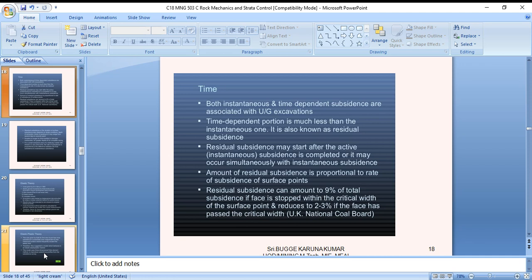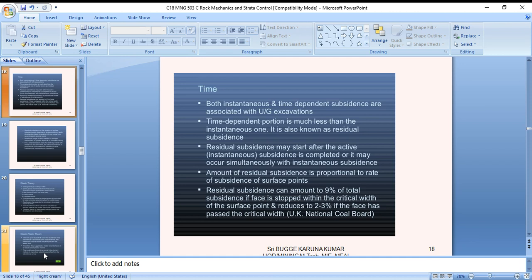The amount of residual subsidence is proportional to the rate of subsidence of surface points. Residual subsidence can be about 9% of total subsidence if the face is stopped within the critical width of the surface point, and reduced to 2 to 3% if the face has passed the critical width. So this is one of the time based analyses for the subsidence. These 5 points are very important for the time cases.